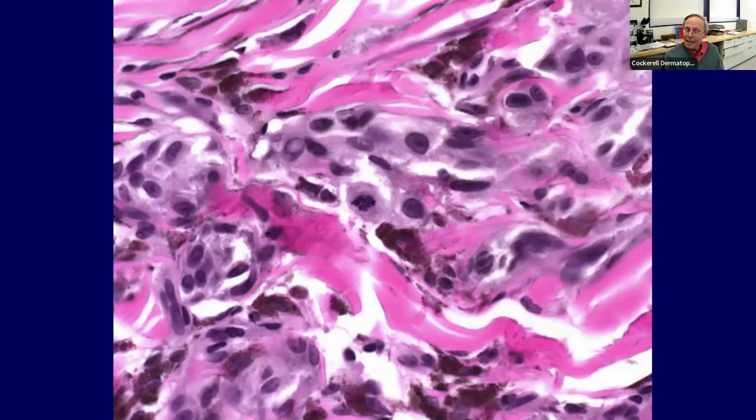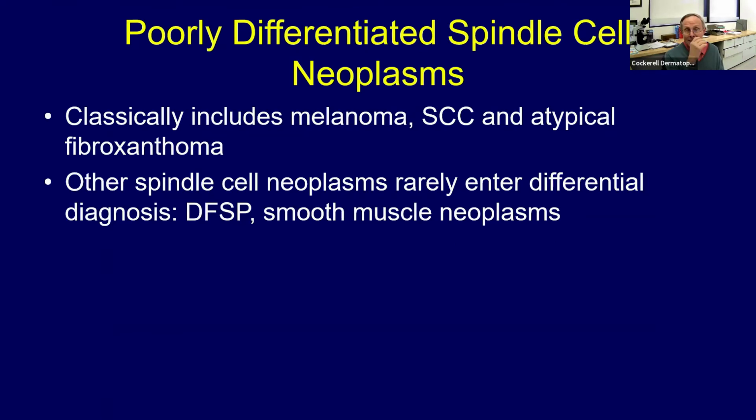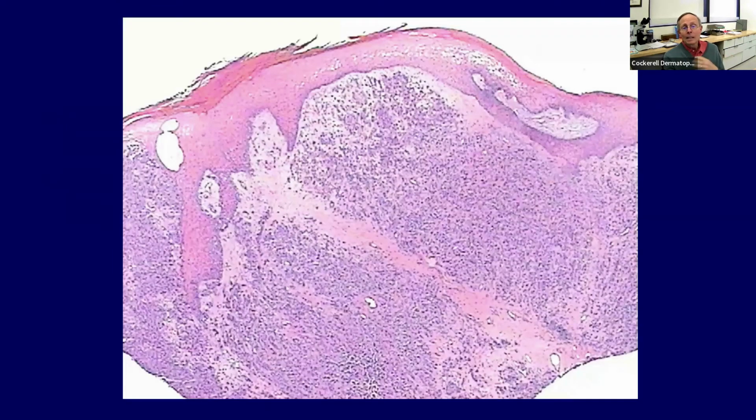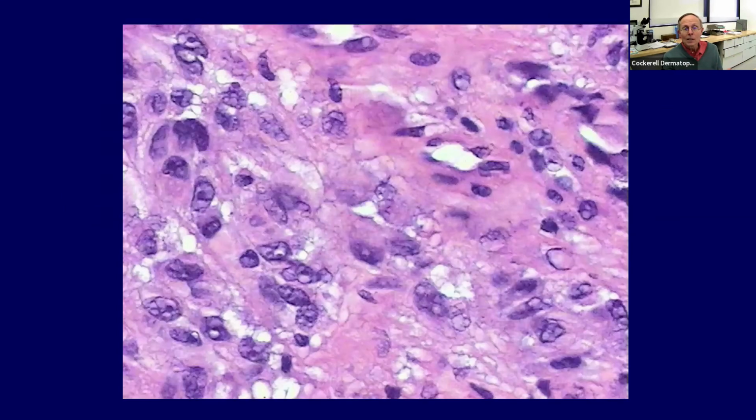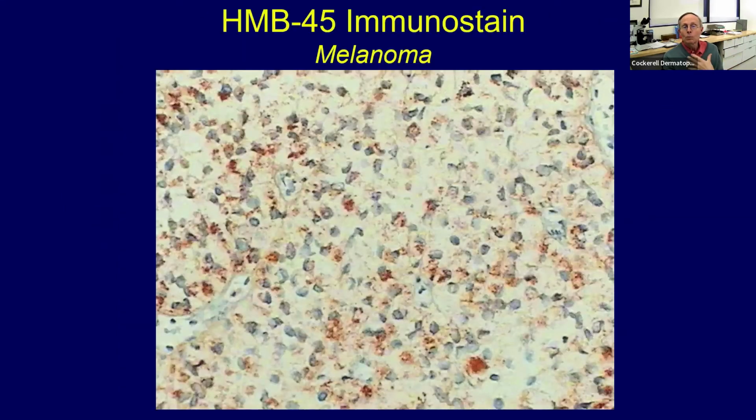I don't know that she passed away from it, but she did get metastatic disease. Sometimes we see poorly differentiated spindle cell neoplasms. These classically include melanoma, squamous cell, and atypical fibroxanthoma. These you have to stain, you have to work these up. This is one that's obviously malignant here. Again, you look at it, this was positive for HMB45 antigen, so it was a malignant melanoma.